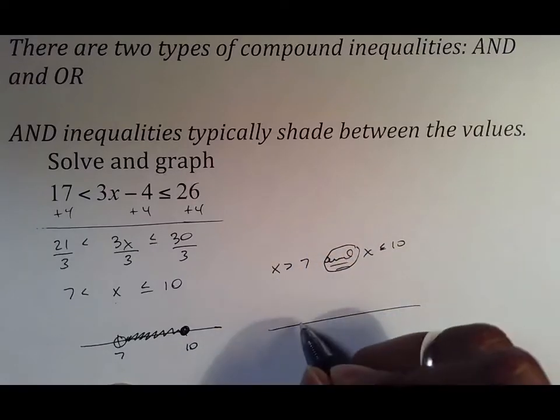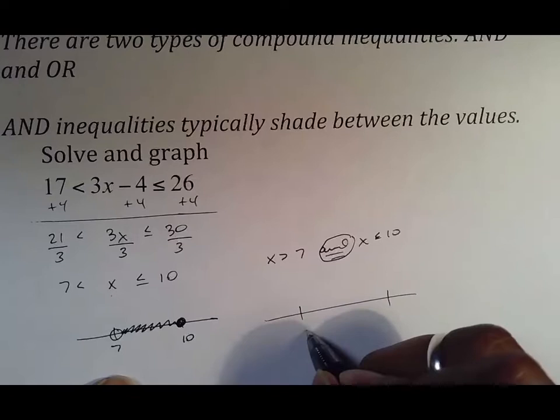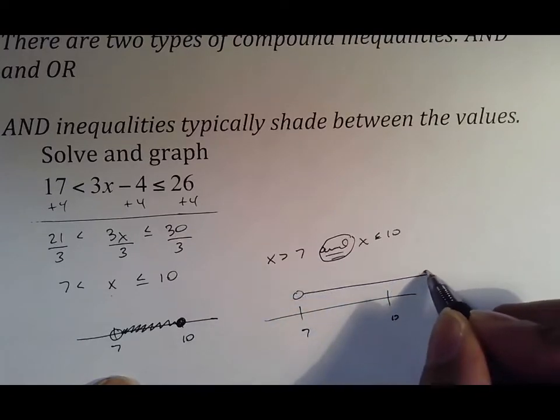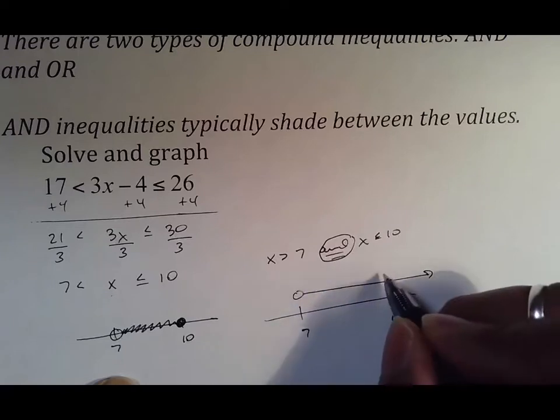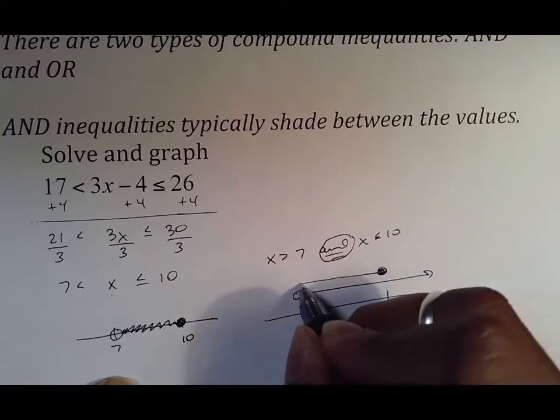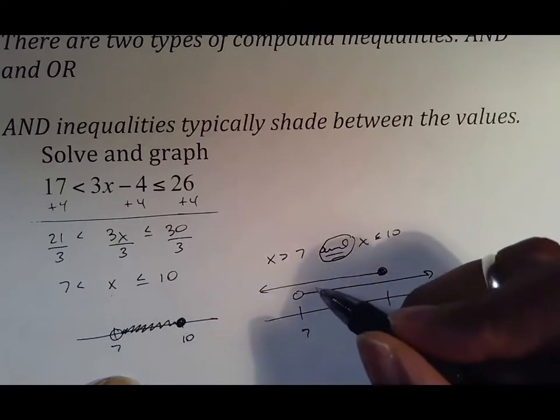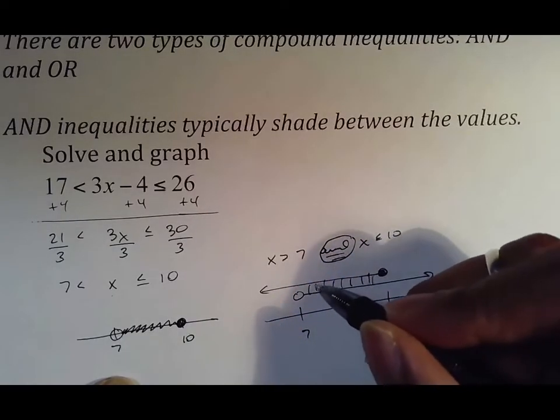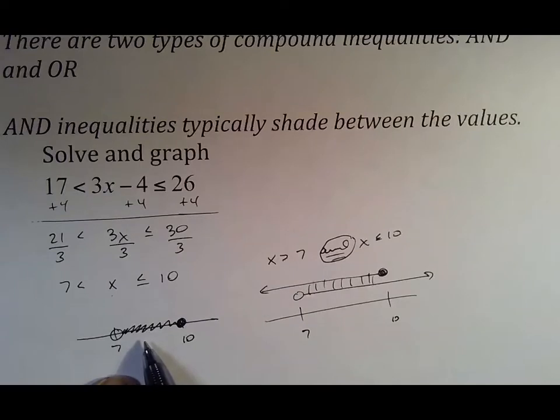So if you're doing this the old-fashioned way, you would imagine 7 is going this way, because it would go forever that way, and 10 is going that way. The only spot where these two things overlap is in between, which is what we end up with here. All right, so and means both of them have to be true.